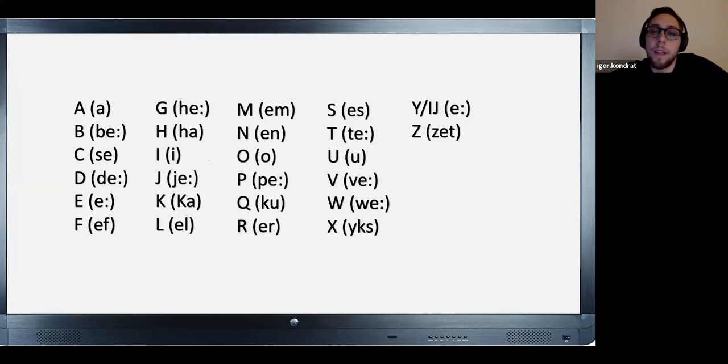U like bus. V like fish, like a fish. W, we make this one longer. W, like the Dutch name Willem. W. X. X. And we have Y or IJ. For example, ijs means like ice. Then we have, like J, like the sea, Z.